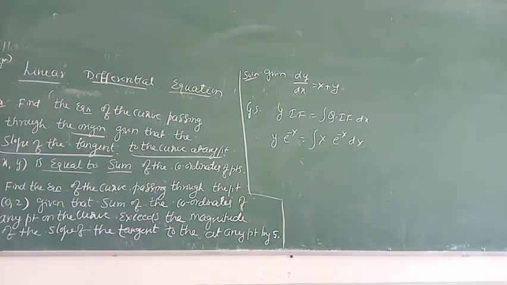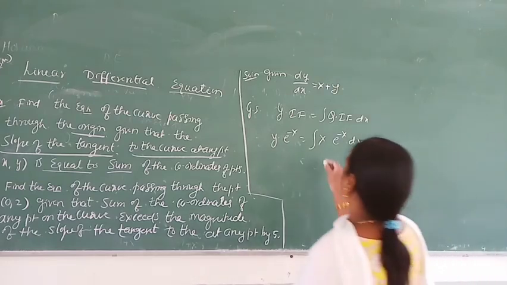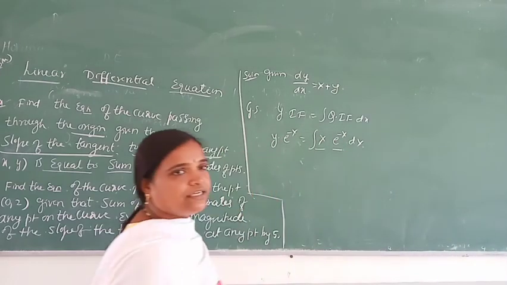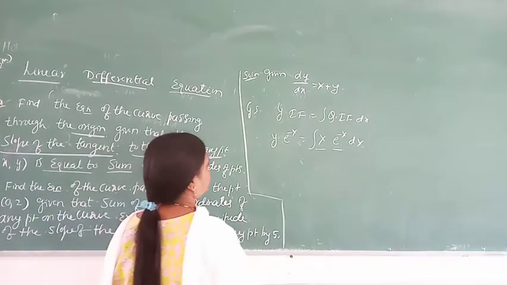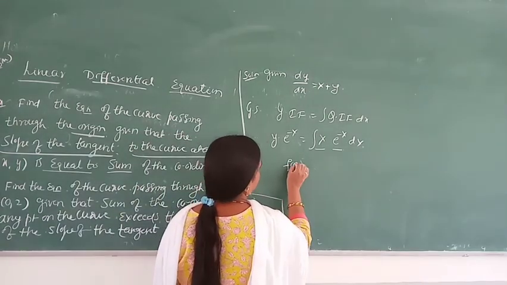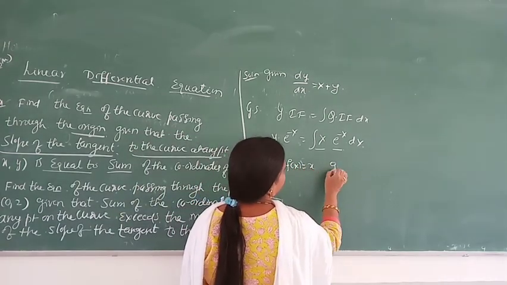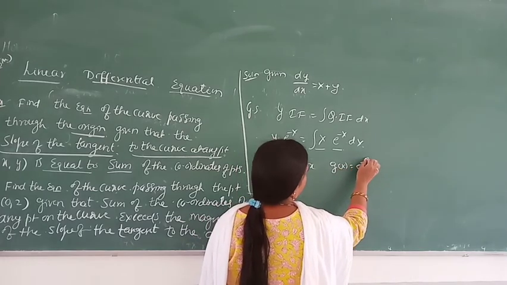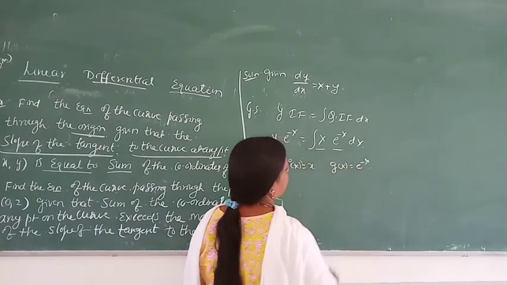∫x e^(-x) dx. This is again an integration by parts method. We have to apply integration by parts, where f(x) we consider x and g(x) we can consider e^(-x). Apply the formula.